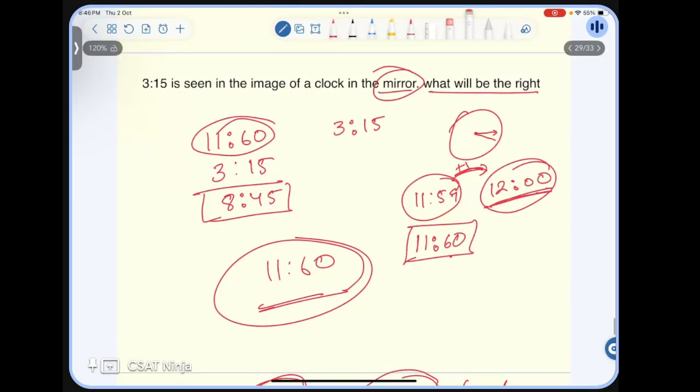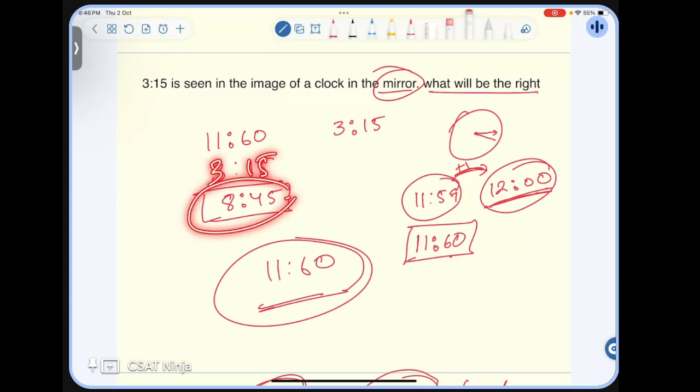But in this question, a mirror kind of question, from 11:60, you subtract whatever time is given. In this case, we are given 3:15. So from 11:60, I'm subtracting 3:15, which gives me 8:45.